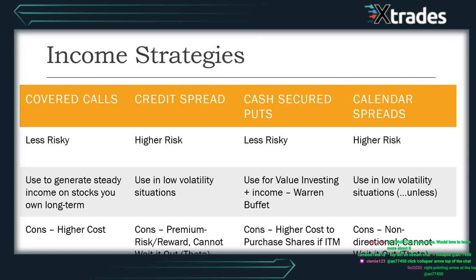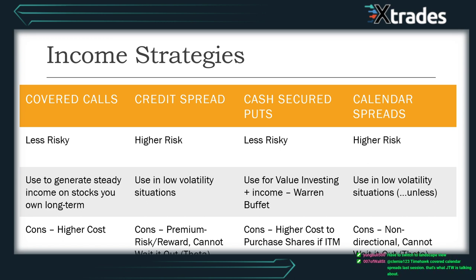Okay, so we have our income strategies here, a little table here. And generally speaking, not sure why I organized this chart this way. Probably could have organized it better. I should have put the spreads together and the calls and puts on one side, right? But basically, spreads are usually a little bit higher risk compared to our covered calls and cash secured puts. So, less risky: covered calls, cash secured puts, and then higher risk is credit spreads and calendar spreads.